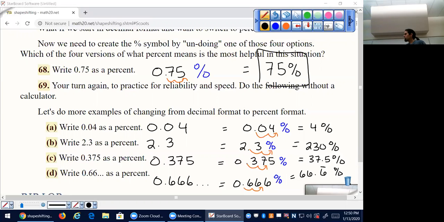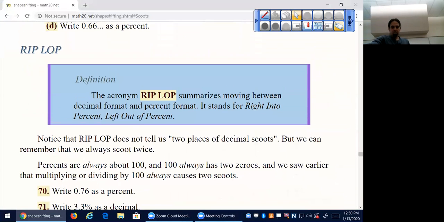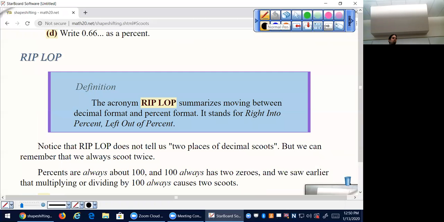We will do this so much this term that there's an acronym. The acronym RIPLOP stands for right into percent, left out of percent. It doesn't say 2 scoots because, again, it's about 100, so it's always 2 scoots because 100 has 2. Right into percent, left out of percent. I'll be writing that a lot to remind us why we're doing this.